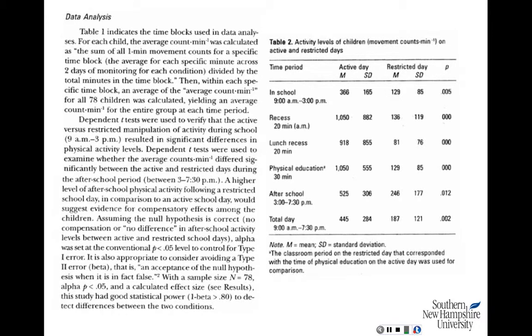Now, the after-school period. This is the one that's most interesting. Will the kids who were restricted, with all that cooped up energy, run out the doors and be active because they were cooped up all day? Or will the after-school period differ at all for movement counts? So let's see what happened. After school from 3 o'clock to 7:30 p.m. on the active day, there were 525 movement counts for that group of children. On the restricted day, they had 246 movement counts, with a p-value of 0.012. That is statistically significant.